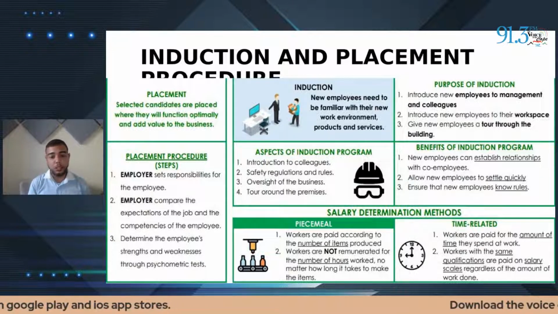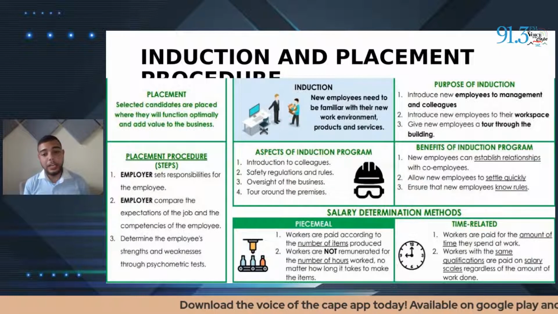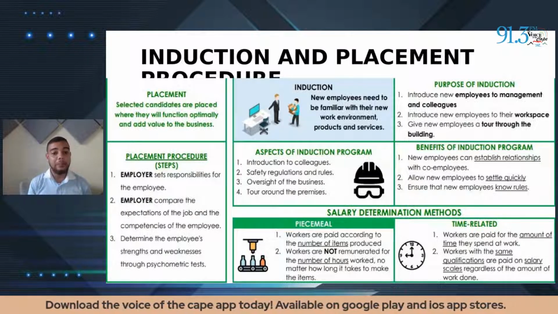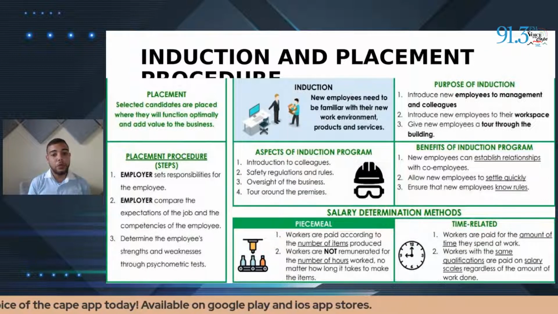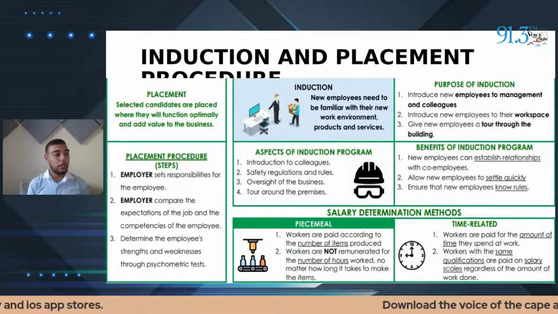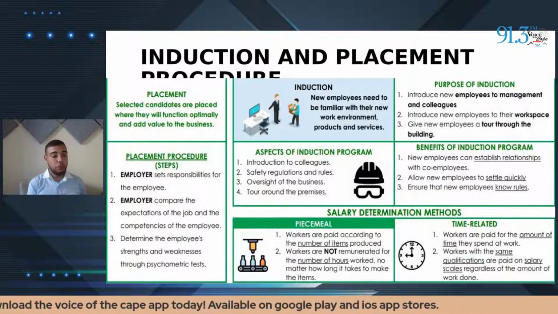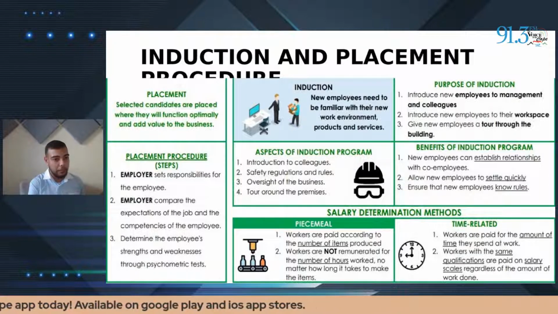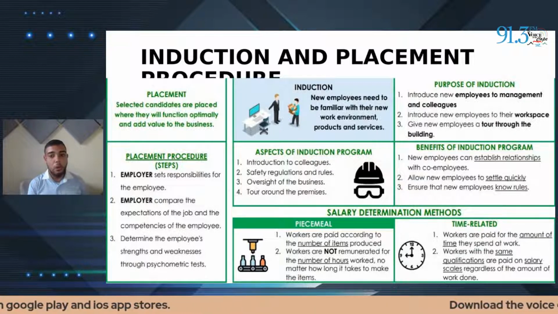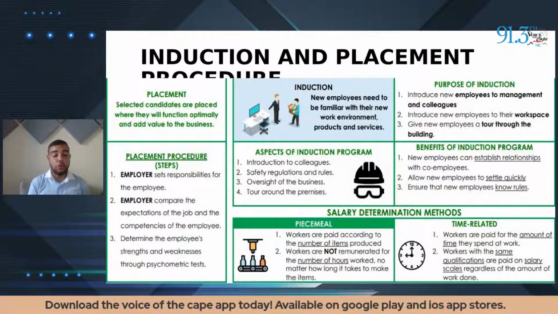Salary determination methods, you need to know this. This will definitely come in question 3. There are only two salary determination methods. They are piecemeal and time related. So, piecemeal workers are paid according to the number of items produced. For example, if you produce 20 tables, you will only get paid according to the amount of tables you then sell or produce. If you produce that 20 tables, you're only going to get paid for that 20 tables or get paid per table. With time related, you will then get paid for the amount of hours you are working, no matter how many tables you have made.